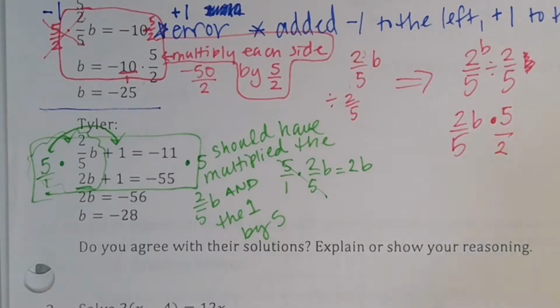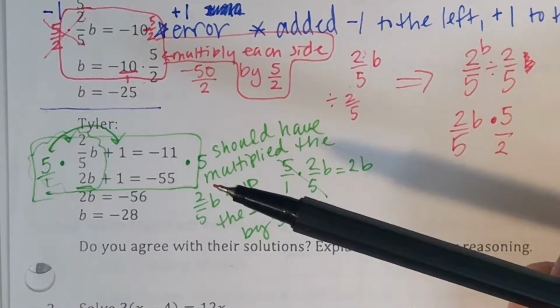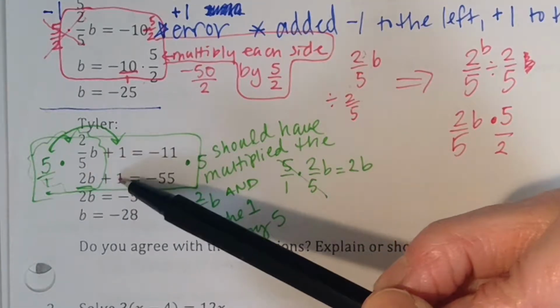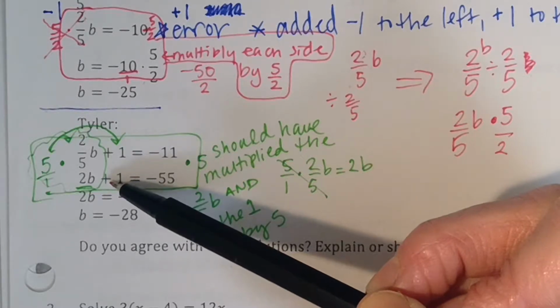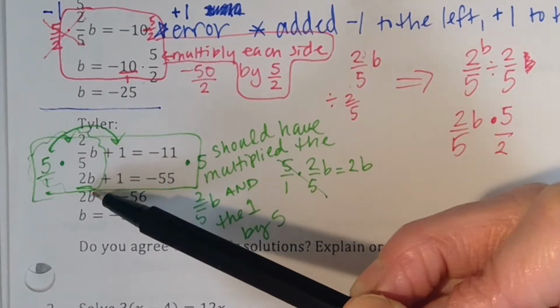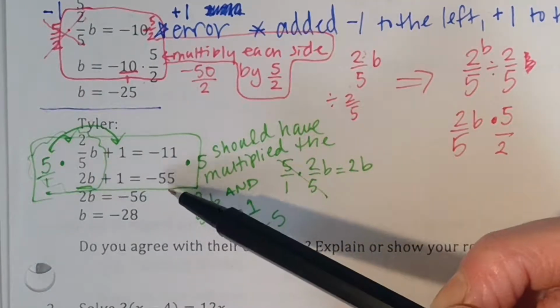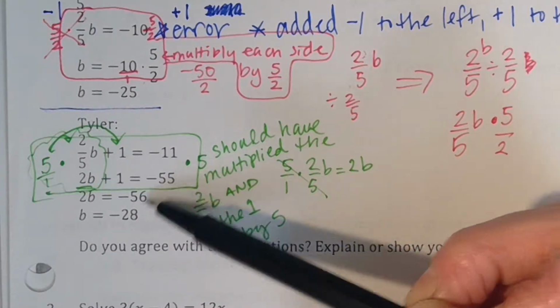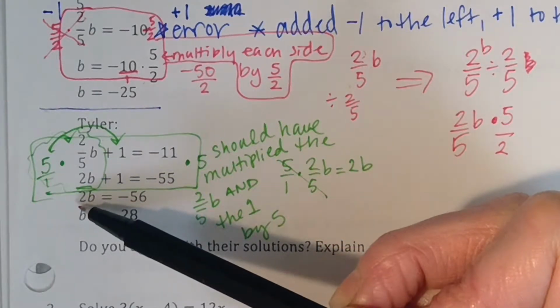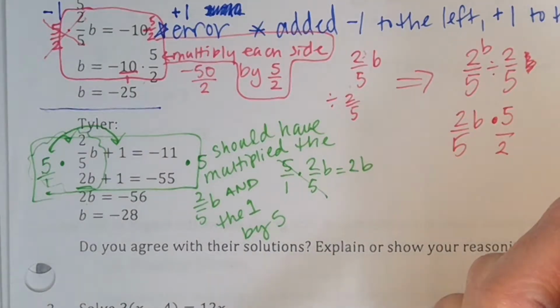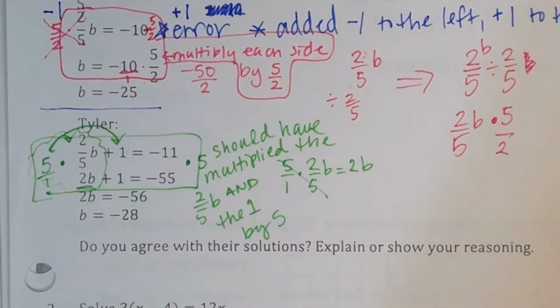Now from here, he actually did everything mathematically correct. 2b plus 1 becomes 2b. He subtracted 1 from the left or added -1 to the left, -1 to the left, and -1 to the right. The math is correct. And then for 2b equals 56, divided each side by 2. So both of these people made errors and did not complete the equation correctly.